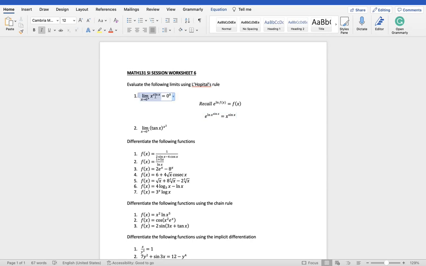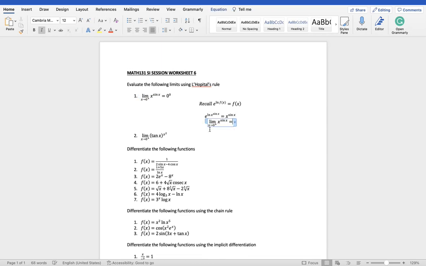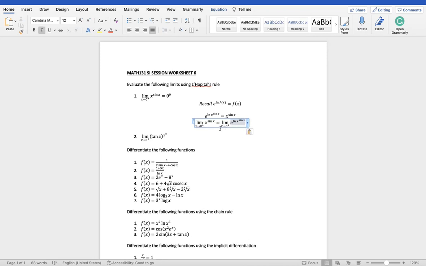Now, how is that important for us? Well, it means, for our case, that when you're trying to find the limit as x tends to 0 from the positive side of x to the sine x, you might as well find the limit as x tends to 0 from the positive side of e to the ln x to the sine x, because they are the same thing, right?